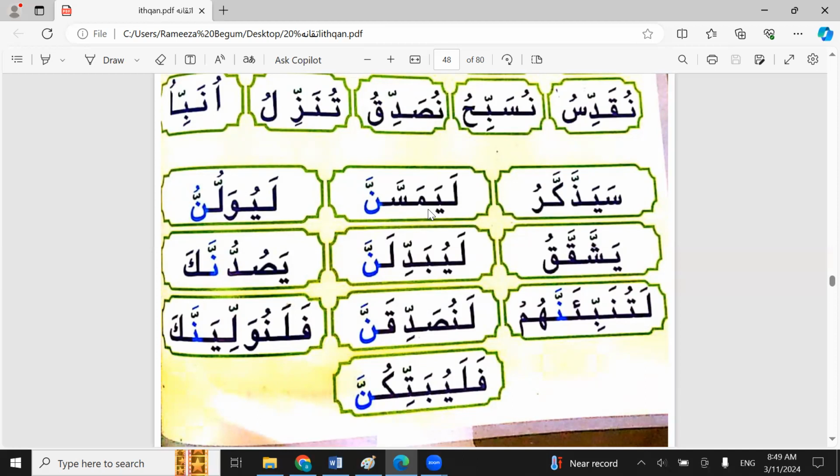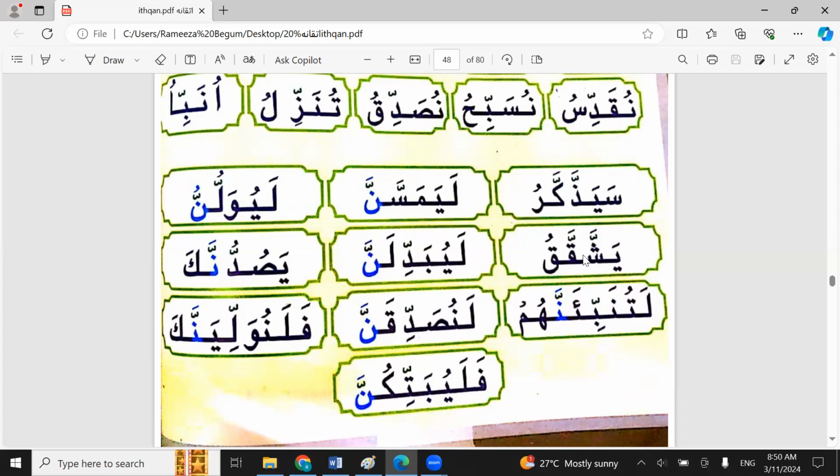La, ya, mas, san, na. So reading the sin twice because of this tashdid sign above and reading the noon twice. La, ya, mas, san, na. La, yu, wal, lun, nu.